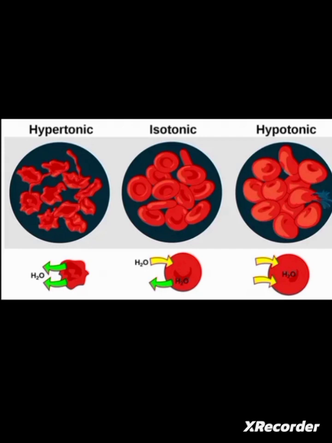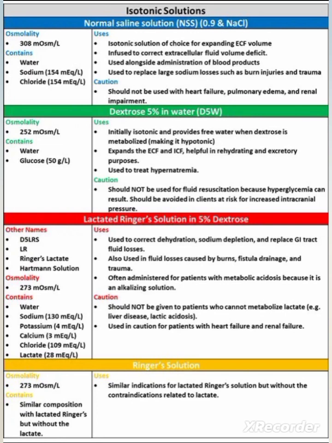We can look at the isotonic solutions first. Examples of isotonic solutions are normal saline, dextrose 5% in water, and lactated Ringer solution. In normal saline solution, the osmolality is 308 milliosmoles per liter and it contains water, sodium, and chloride. The amount of sodium and chloride is 154 mEq per liter.